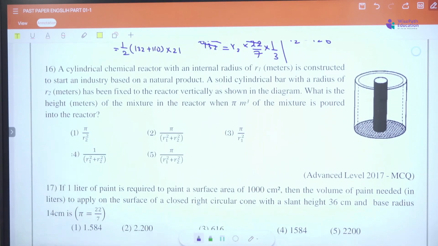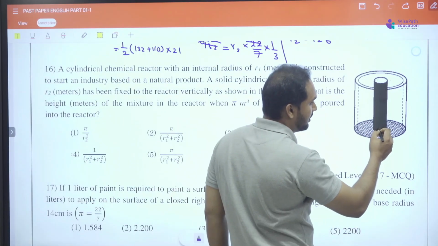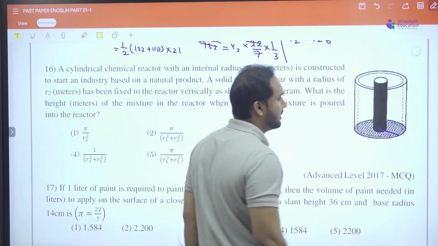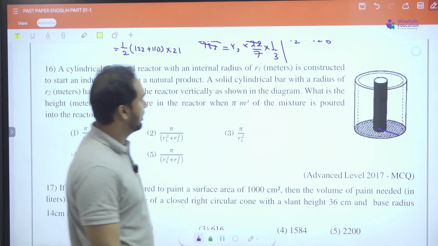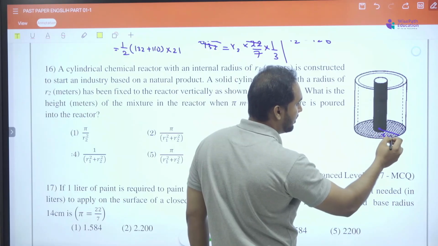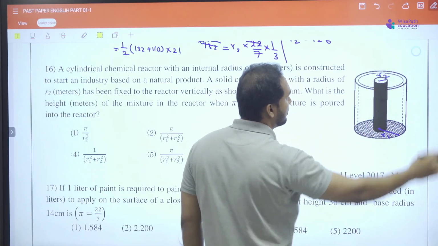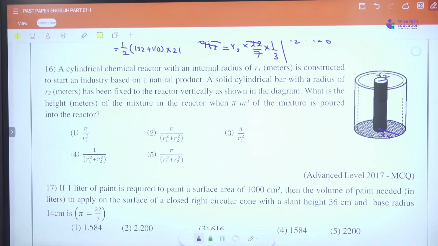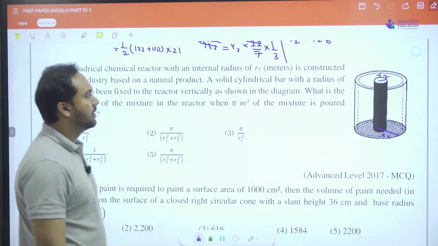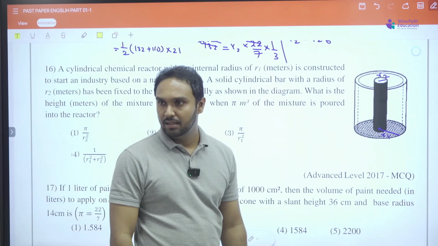No. A cylindrical chemical reactor. Right now, we'll label the values. The larger radius is R1, isn't it? Yeah. This is R1. And the smaller radius here is R2, right? And it pours a 5 cubic meter volume inside, right?